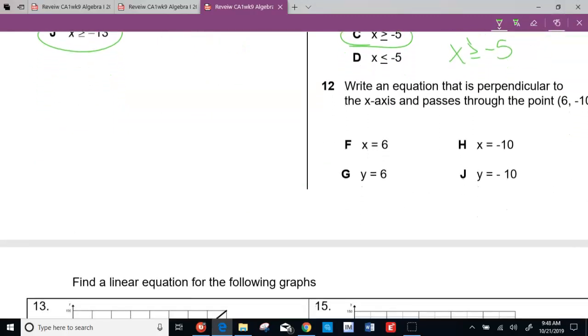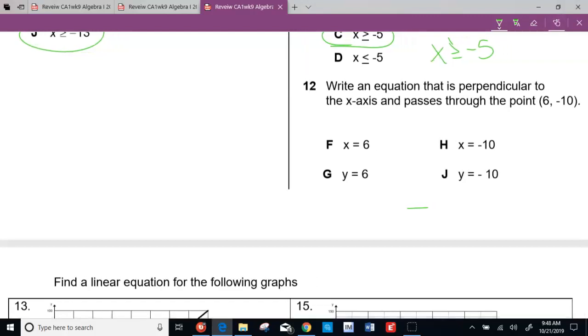Number 12, here's a good one. Write an equation that is perpendicular to the x-axis and passes through the point (6, -10). Whoops, let me make that line there. There we go. So I'm going to draw a little picture here. I'll use the space on the left-hand side.